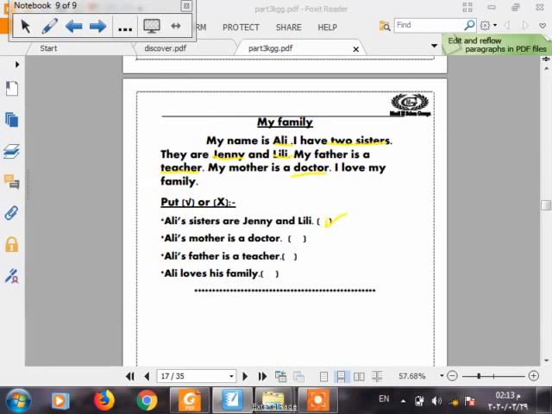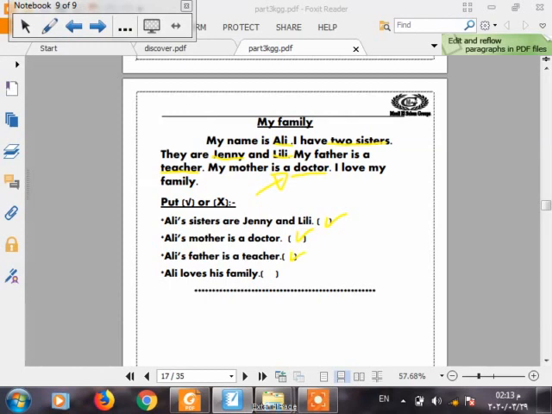So take a right. Ali's mother is a doctor. Back to our paragraph. So she is a doctor. So it's a right sentence. Take a right again. Ali's father is a teacher. Oh, let us think. Remember, go to our paragraph and you will find it. My father is a teacher. So Ali's father is a teacher. Take a right.